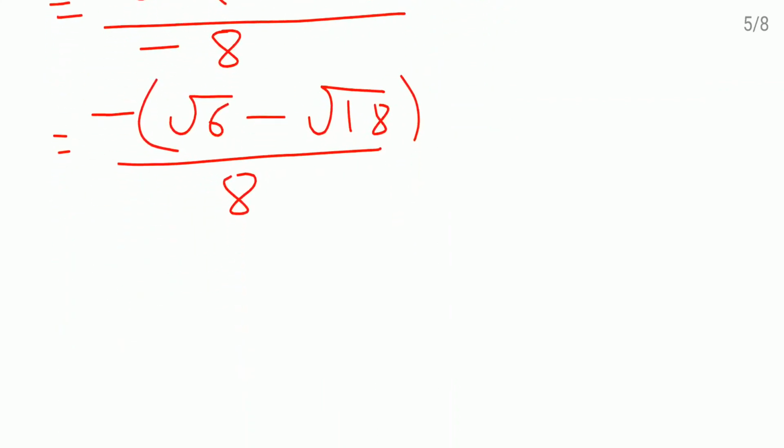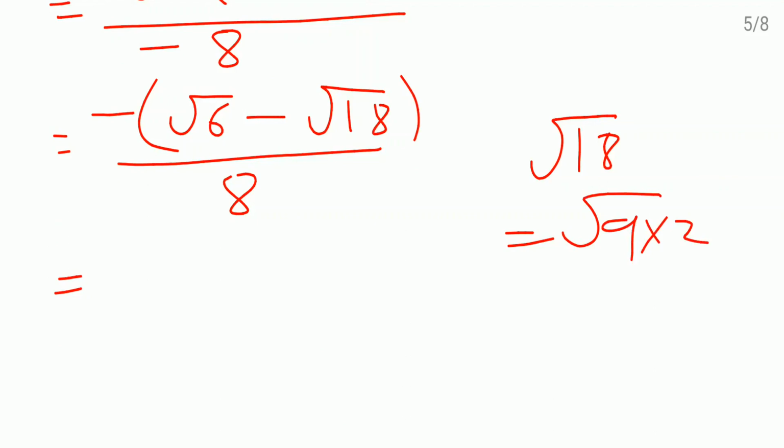Okay. Now you see here, this 18 means what? Root 18. It means that root 9 into 2. This 9 will come out as 3. 3 root 2 will remain there. Okay.